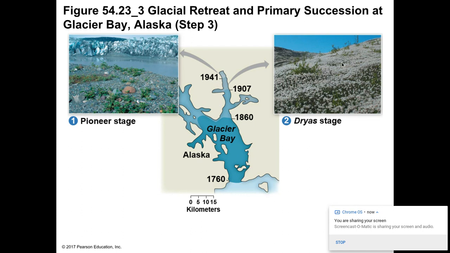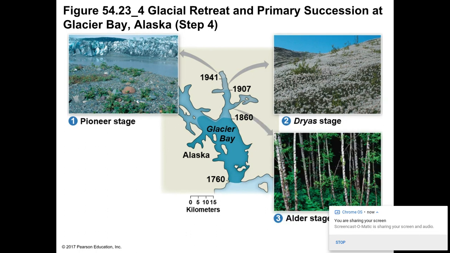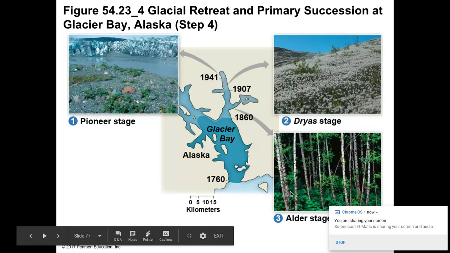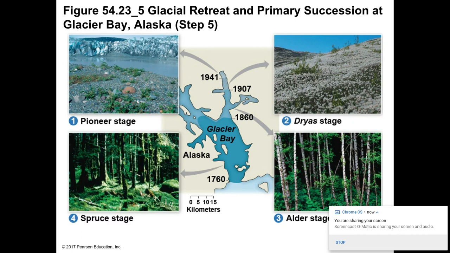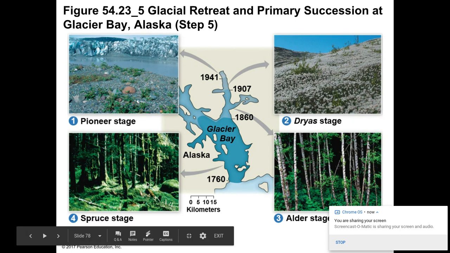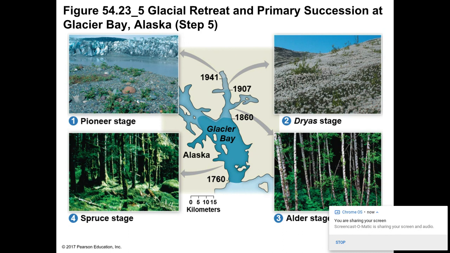In stage 2, we see larger plants. We see more plants filled in. You see some bushes and shrubs popping up in between the dryas. The alders are really thin, fast-growing trees that don't need a whole lot of nitrogen, and they actually fix nitrogen that allows spruces to grow. And once we get to the spruce stage, that's our climax community. That's our healed ecosystem.